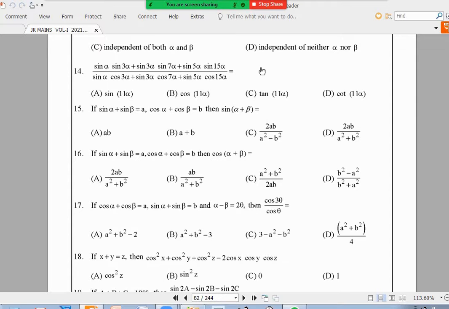Sir, for the 15th one, we should apply the formula that sin alpha plus sin beta is equal to 2 sin of alpha plus beta by 2 into cos of alpha minus beta by 2. Yes, you can do that. But sir, then alpha plus beta by 2 will come. At the end, they ask for sin of alpha plus beta. How to remove that 2, sir? Think about it.